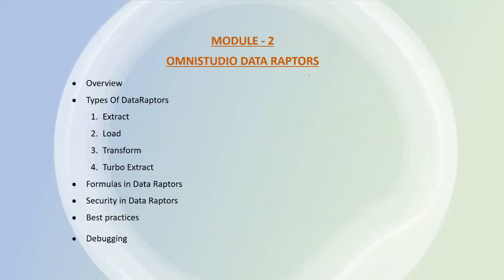Module 2 is data raptors. I will show how to create a data raptor in a first-glance overview. In the overview, I'll show how the UI looks while the developer is developing data raptors, each component and its advantages as I explain them, and the types of data raptors: extract data raptor, load data raptor, transform data raptor, and turbo extract data raptor. These are the different types of data raptors available. We will be covering each data raptor in detail.